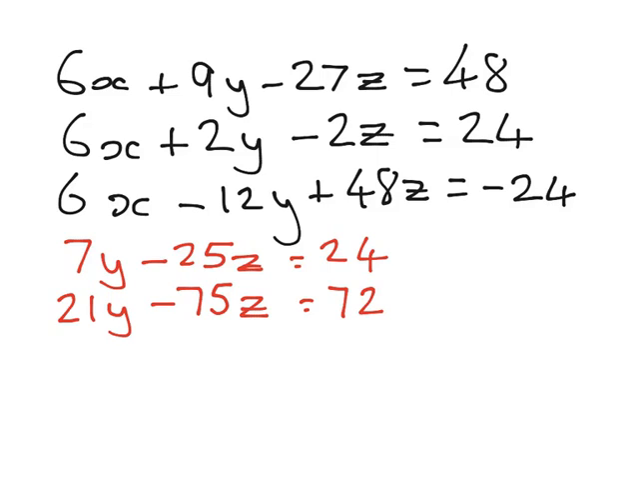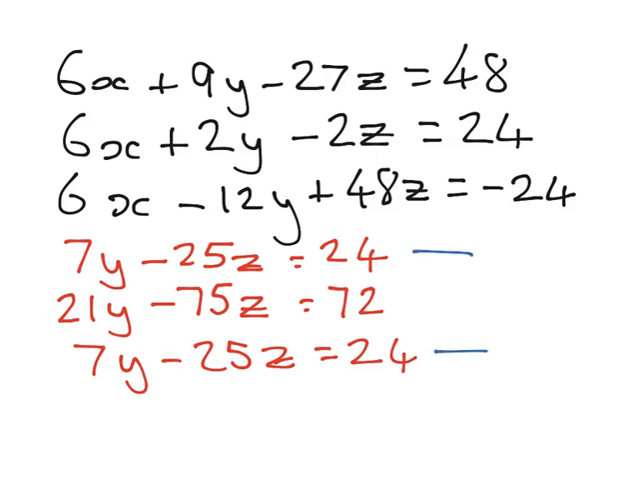Now we always want to simplify down the equations as much as we can. So that first equation has been simplified, whereas the second equation can be divided by 3 to give us 7y minus 25z equals 24. If you notice, the 2 equations are identical. You will always get the same coefficients. The only difference you're going to get are the constants at the end.